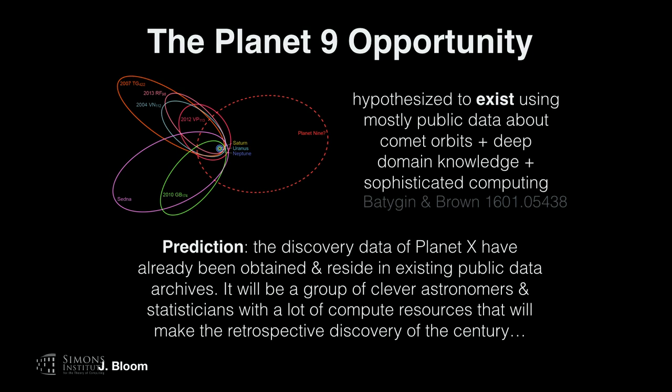Okay, so basically the way that this planet was inferred, the presence of this planet was inferred, was using mostly public data about comet orbits. So looking at comets, Mike Brown and his colleague Konstantin Batygin noticed that they're all clustered gravitationally in a very unusual way. And if you add a very massive planet out at a great distance, you can actually explain this effect.